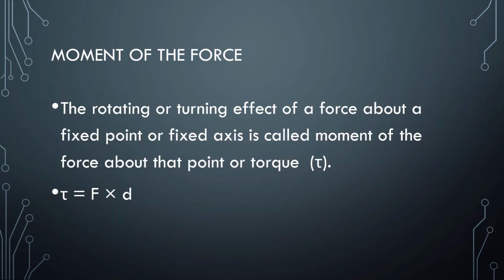Moment of force. The rotating or turning effect of a force about a fixed point or a fixed axis is called moment of force about the point, or torque. It is measured by the product of force and the perpendicular distance between the fixed point or fixed axis and the line of action of the force. Torque is a vector quantity. It acts along the direction perpendicular to the plane containing the line of action of force and the distance. Its SI unit is Newton meter.